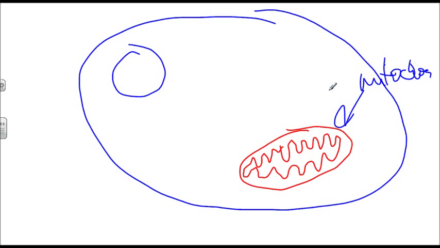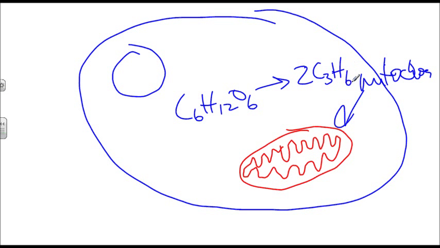Sorry for the messy writing, but anyhow, glucose is going to enter into the cytoplasm area, and glucose is going to break down into two molecules of pyruvate. And this is glycolysis. And at the same time, it's going to form 2 ATP.